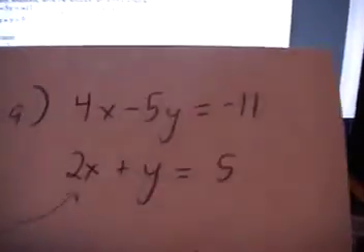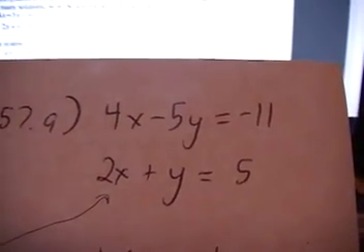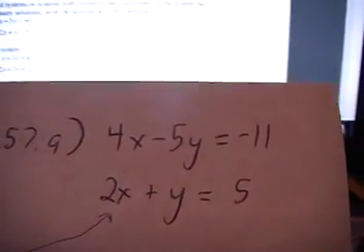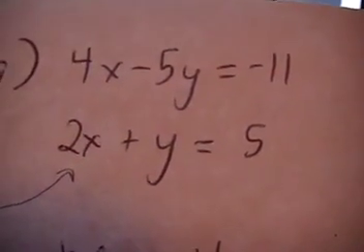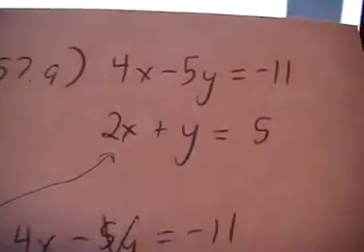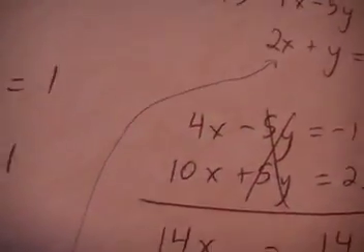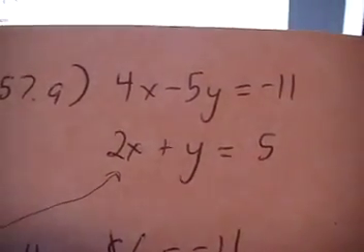I took the two equations and I noticed that one of them had a negative 5y. So what if I could turn this positive 1y into a positive 5y? So I multiplied everything in the second equation by 5.